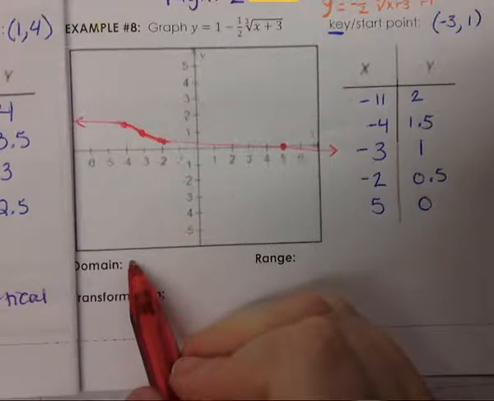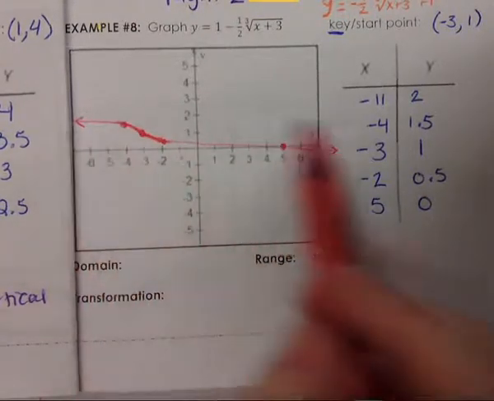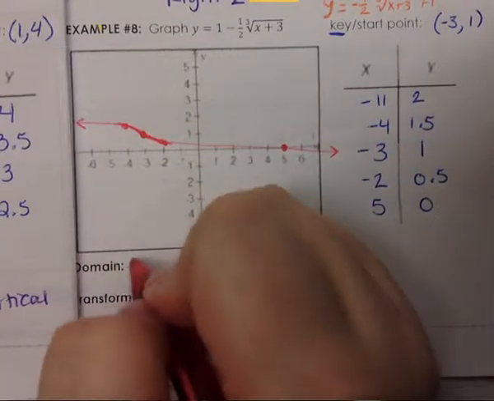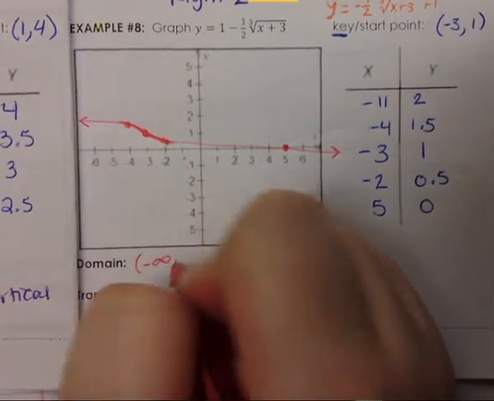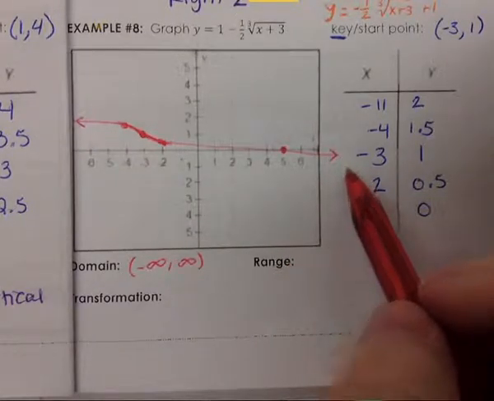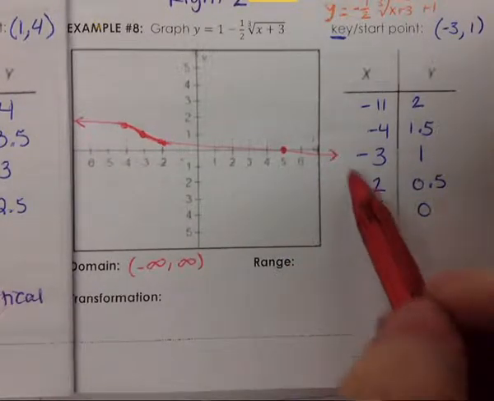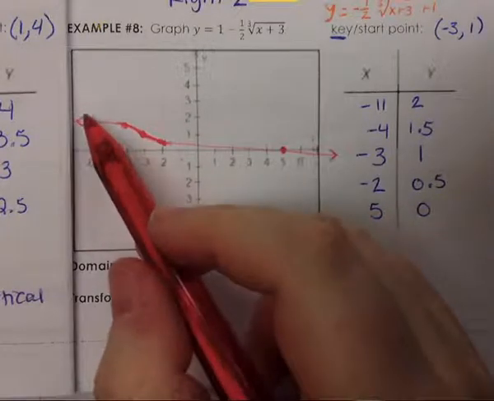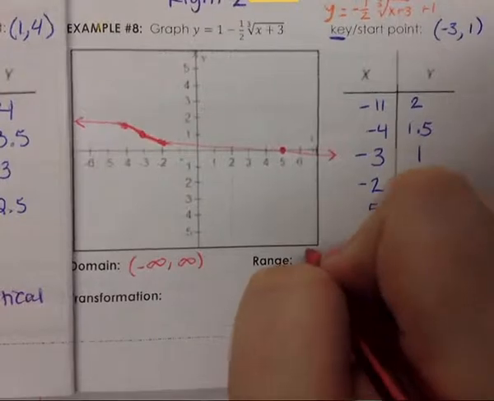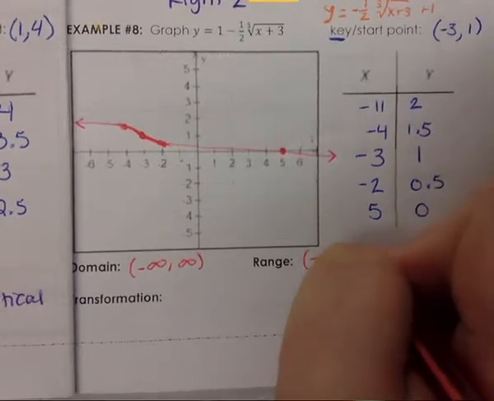So for the domain, this graph is going left forever and right forever. So that's negative infinity and also positive infinity. For the range, this graph is going right and down. This is going slowly down, but it will go down. And this part of the graph is going to keep going up. So it's also going to go to negative infinity and then positive infinity.